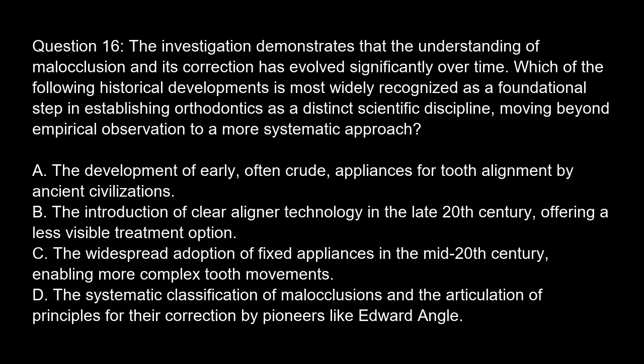Option A. The development of early, often crude, appliances for tooth alignment by ancient civilizations. Option B. The introduction of clear aligner technology in the late 20th century, offering a less visible treatment option. Option C. The widespread adoption of fixed appliances in the mid-20th century, enabling more complex tooth movements. Option D. The systematic classification of malocclusions and the articulation of principles for their correction by pioneers like Edward Angle.